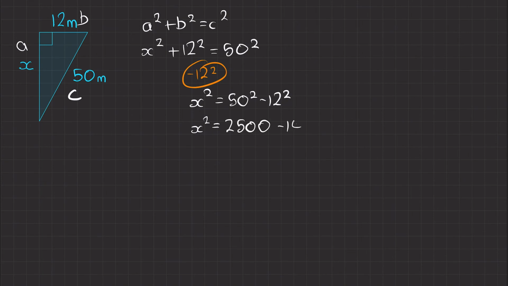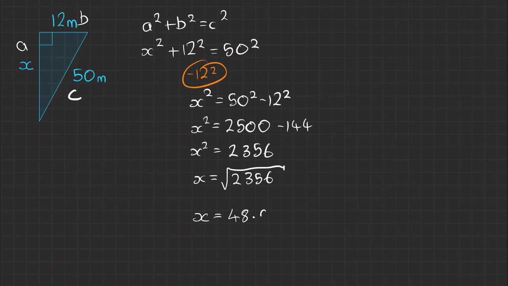Take away 144. X squared equals 2,356. Square root both sides. So x equals square root of 2,356. Therefore, x equals 48.54 meters to 2 decimal places.